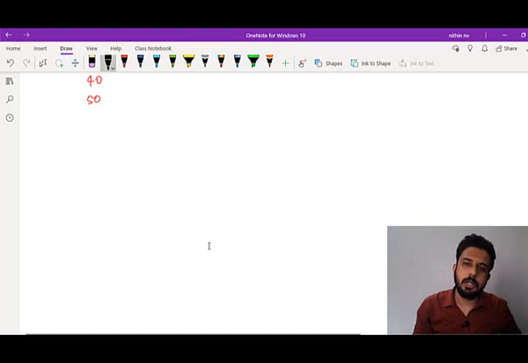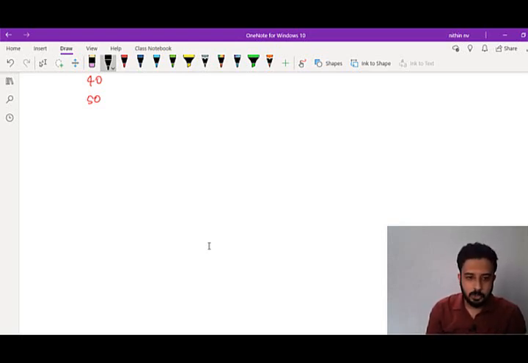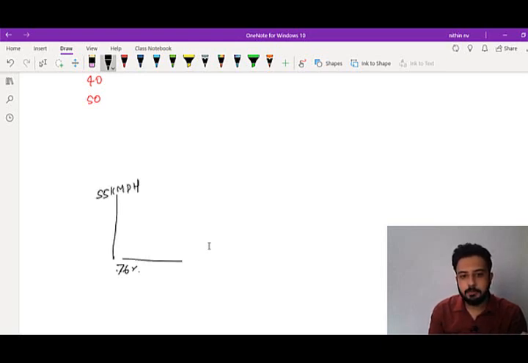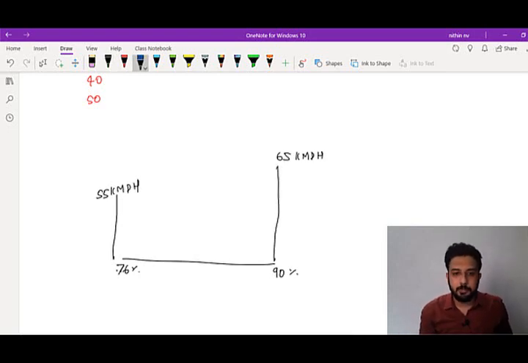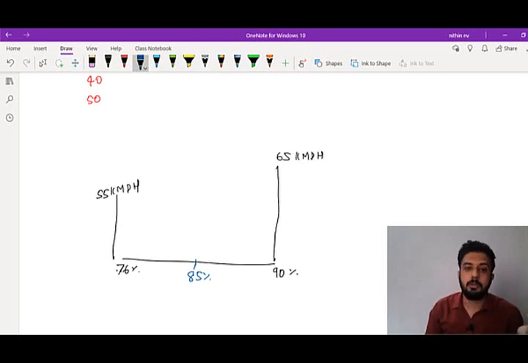Those who already know interpolation, the video is over. Those who want to know how to do the interpolation, I am explaining that. So what are the two values? Corresponding to 76%, we have the speed as 55 kmph. Corresponding to 90%, 65. What we are going to calculate is the value corresponding to 85. What you already know we put on the horizontal line, and what you are going to calculate we put on the y-axis.